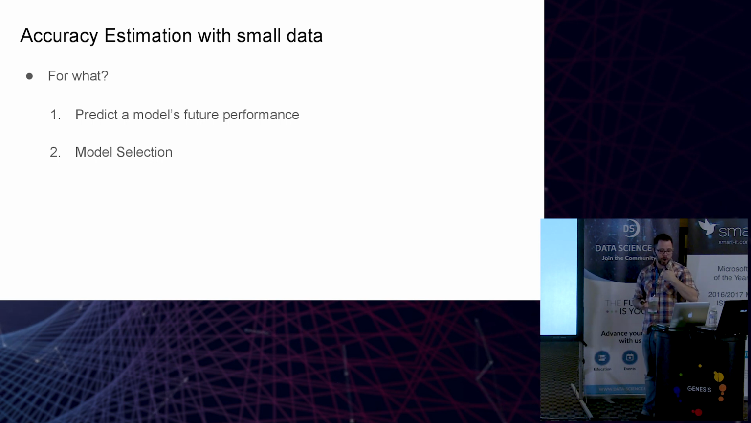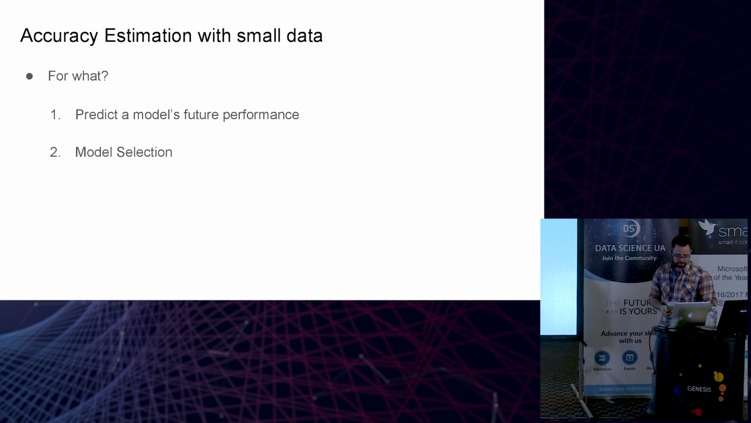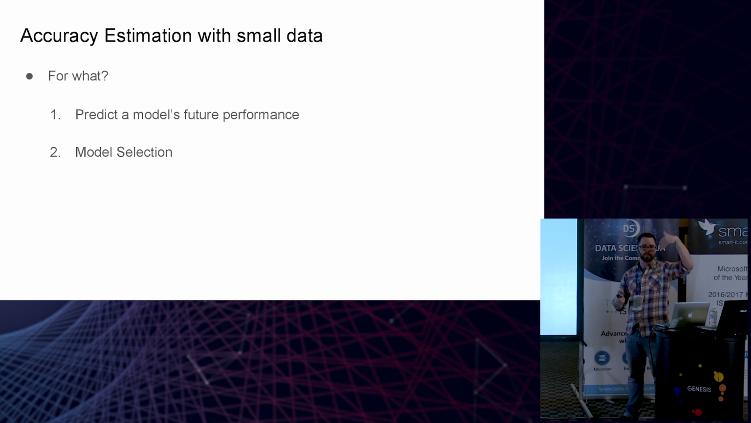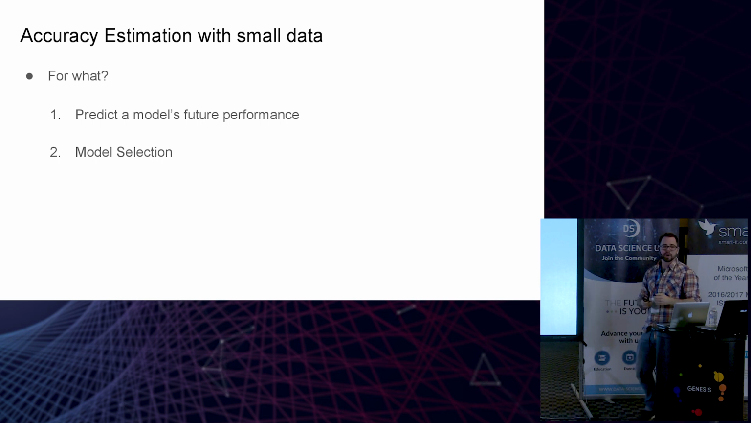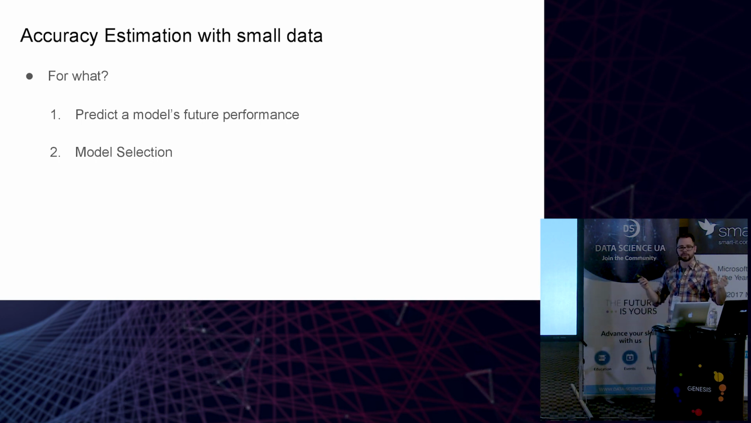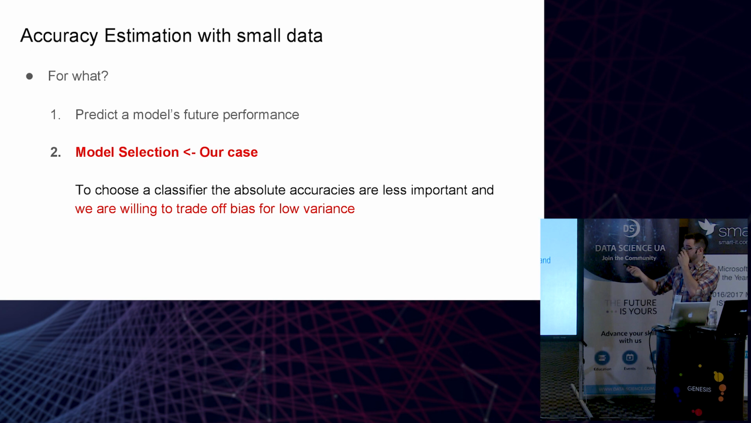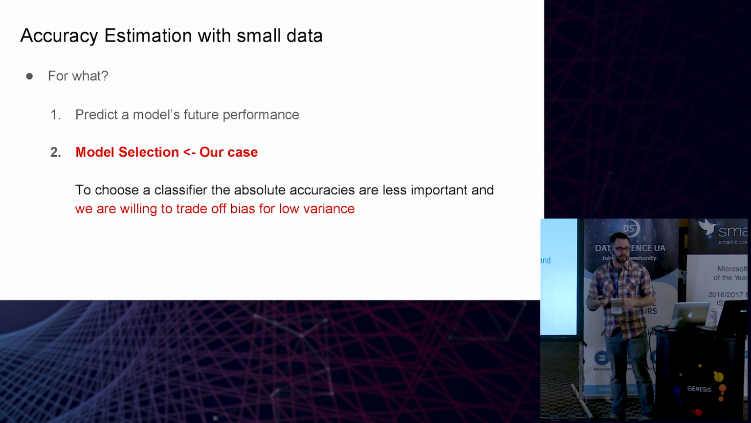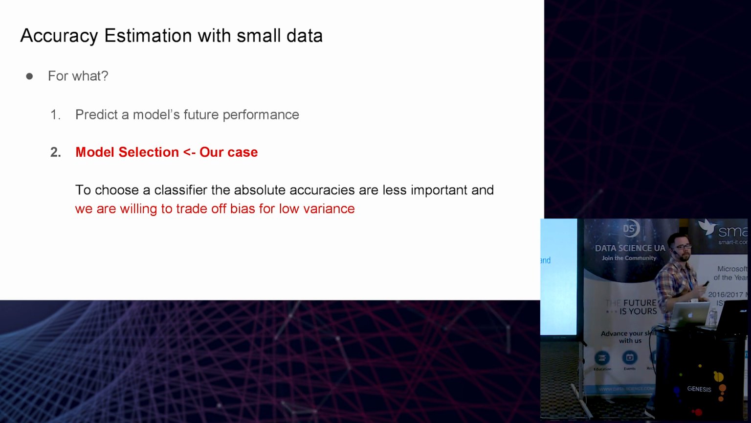Now the problem is how we actually do accuracy estimation. Why do we want to know what's the error of a model? We could have two uses. One is to predict how good it will perform in new data, and the other one is to do model selection. Which model is better? In our case, we're more interested in doing model selection, and in the case of model selection, we're also more interested in managing variance than bias.